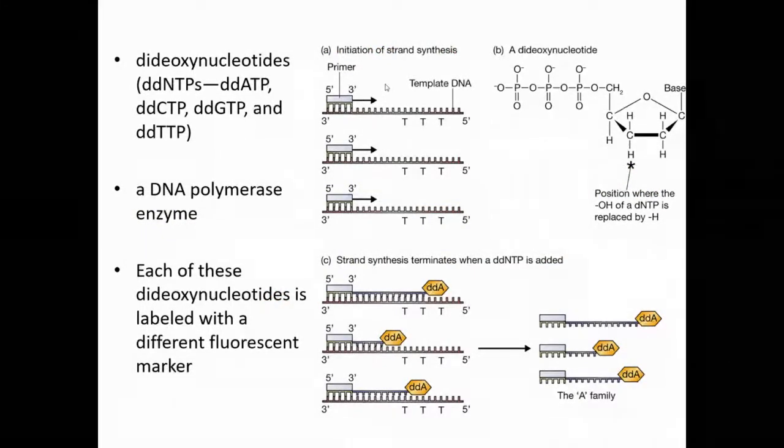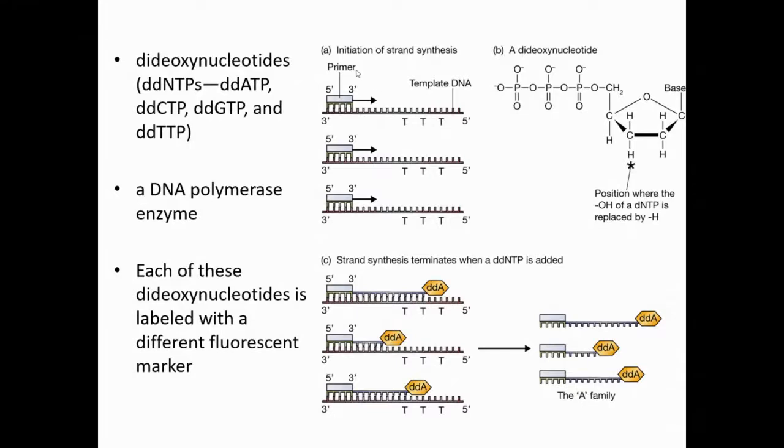The more detail is like this, okay? When you perform the DNA synthesis, you mix the regular dNTPs with one particular ddNTP. So in this diagram here, we perform the DNA sequencing. Basically you have a single-stranded DNA template, and then you have a primer, right? And then you mix the primer with the template.